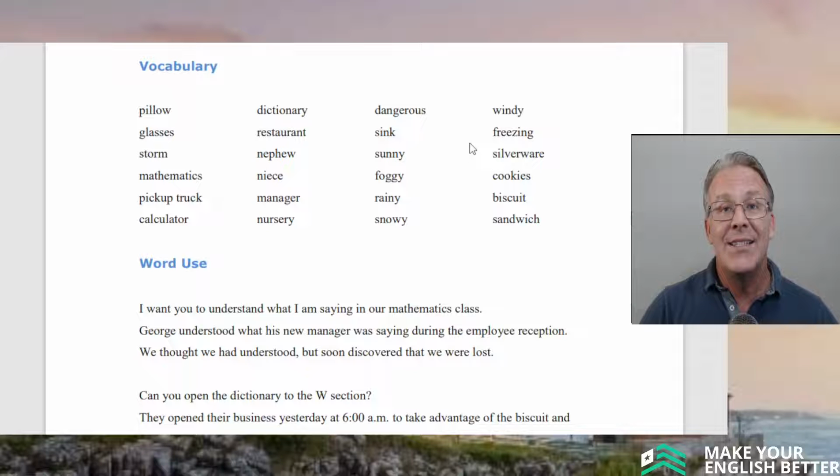Silverware. What is silverware? Silverware is your knife, your fork, and your spoon, and other instruments you use to eat. So we decorate the table using silverware.